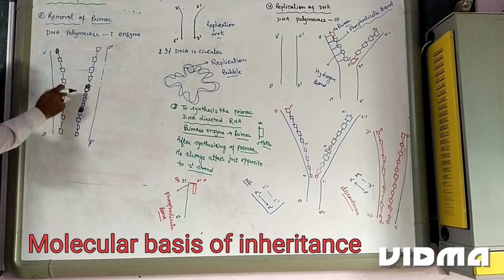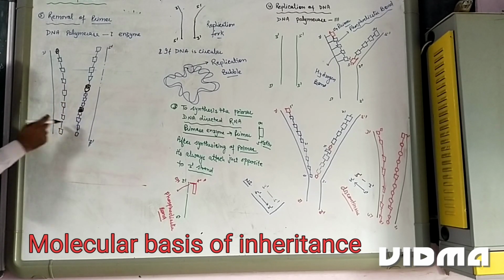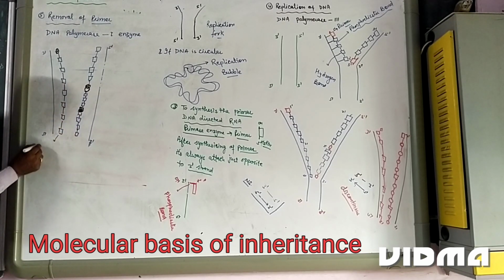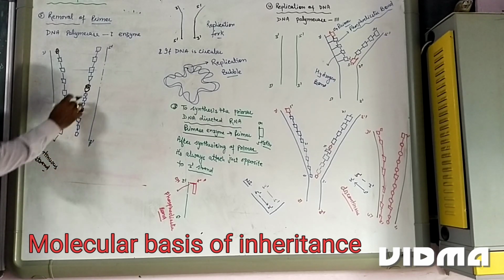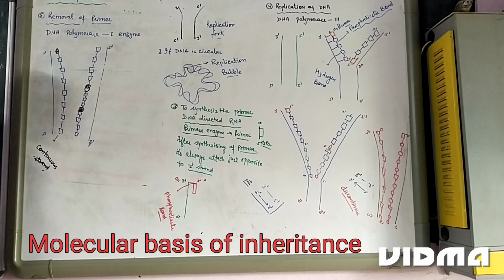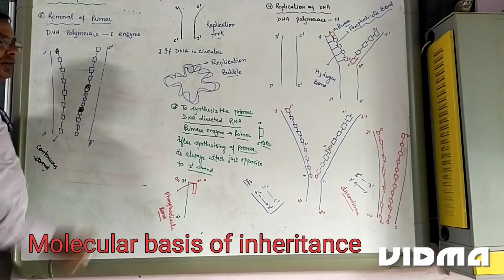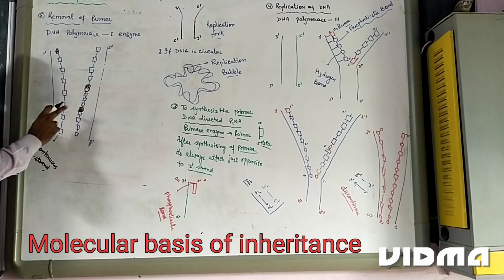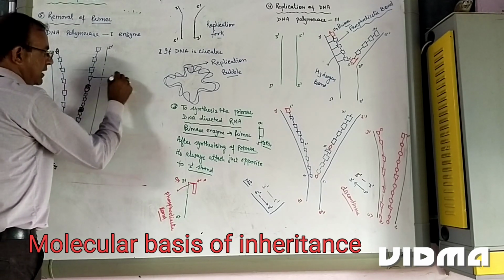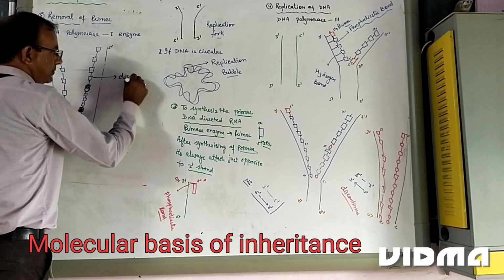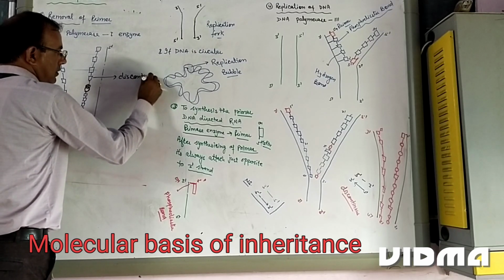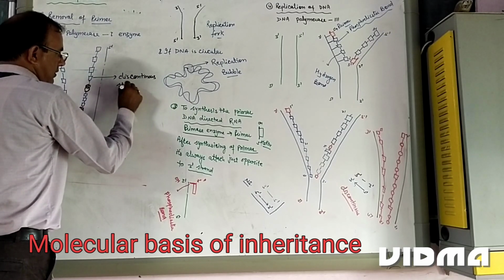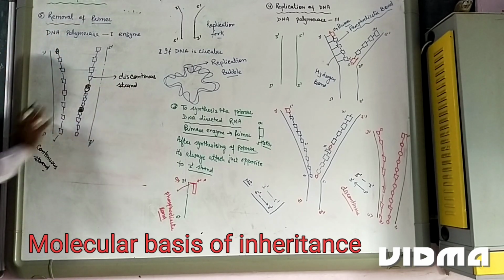In this strand we can see that it is continuously produced, so it's called the continuous strand. But here there are some gaps present, and these gaps are filled with the help of DNA polymerase 1 and ligase enzyme. So we can say that this strand is the discontinuous strand. This is the first major difference.